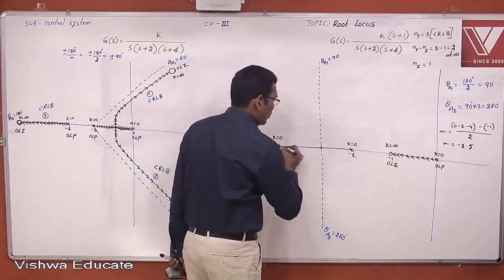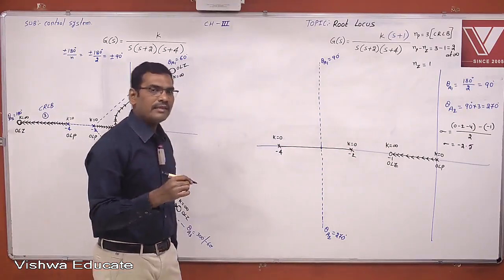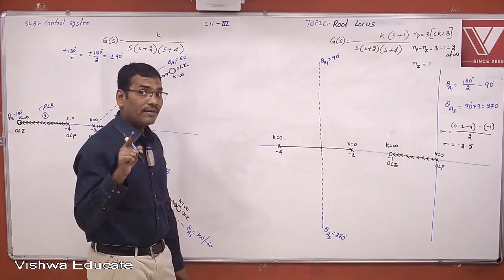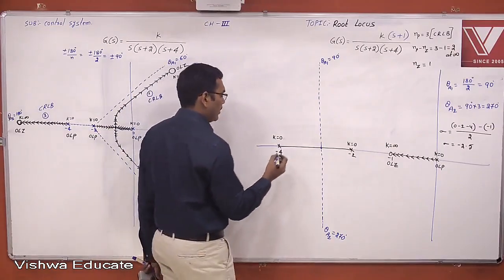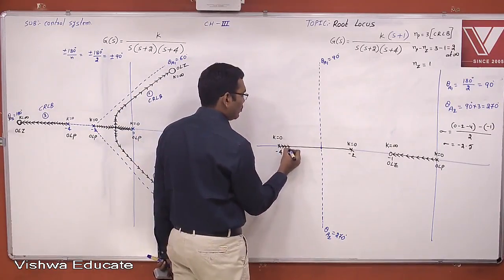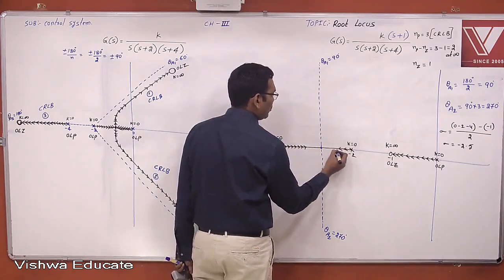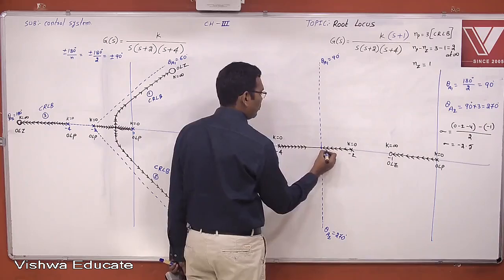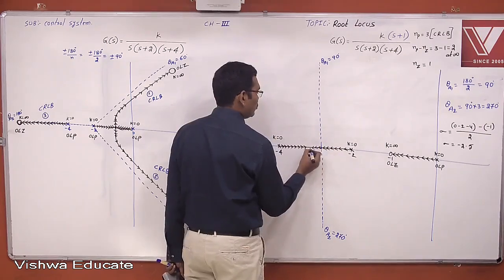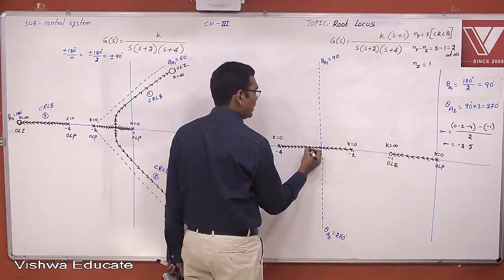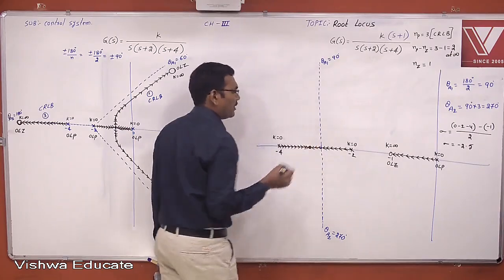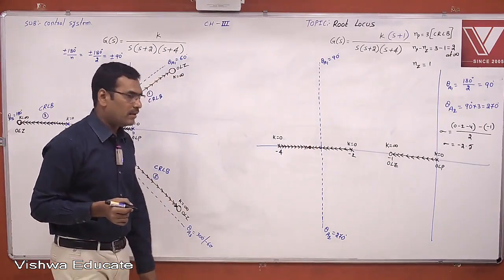At k equal to 0, there exist two adjacently placed poles. Between them, there is a root locus branch, so definitely there exists one breakaway point. As k is changing, the closed loop poles are moving, and these two closed loop poles meet at a particular point. That particular point is called the breakaway point.